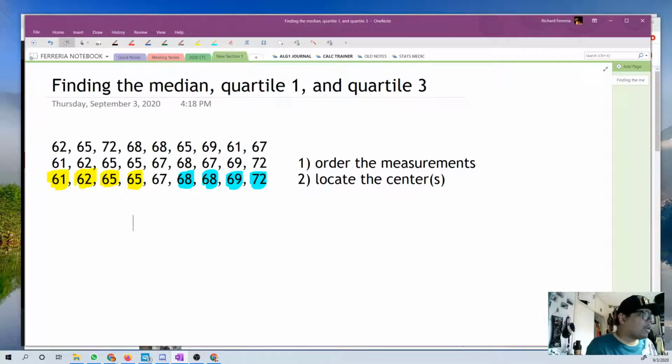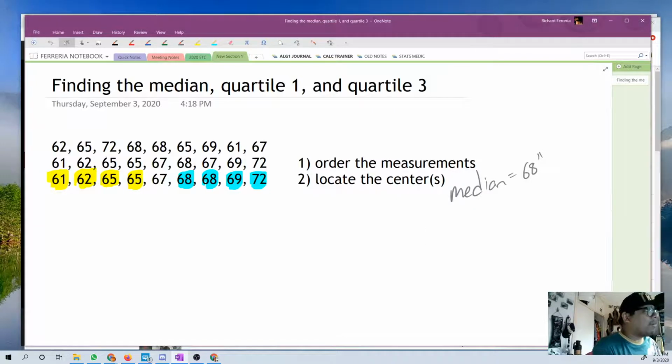Now, depending on whether you have an odd number of heights or an even number of heights, you can either have one number in the center or 2 numbers in the center. It just so happens that we have one number in the center of our list of heights, and that one that's left over is going to be called the median. Now, if we had two numbers in the middle, then our median would just be the number right in the middle of those two, which you can find with a simple average, and we'll look at that a little bit later.